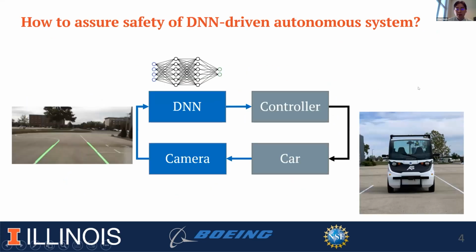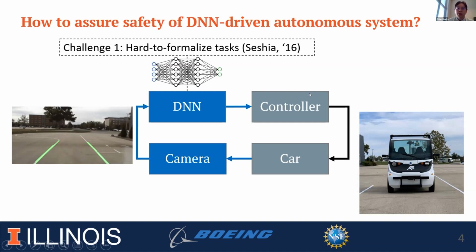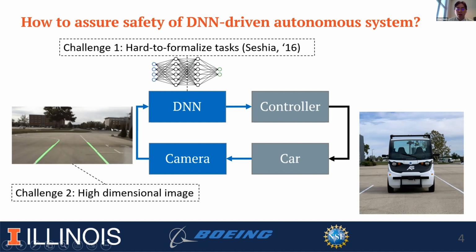To verify such a system is very difficult for two reasons. First, for the DNN component, it is very hard to formally specify the input-output behavior because it requires reasoning with pixel values. The second problem is obvious: the image input domain is very high dimensional. So our work is based on two realizations, very simple ones on how to address these challenges.